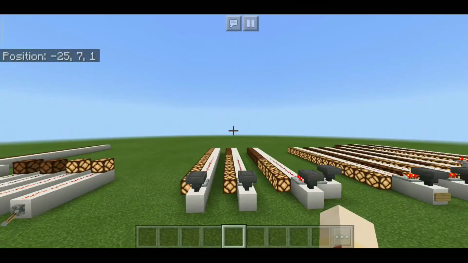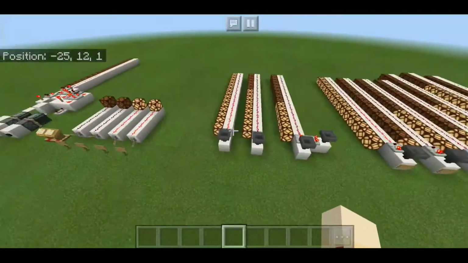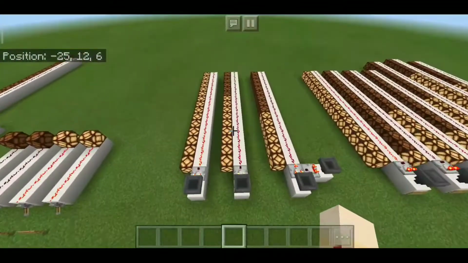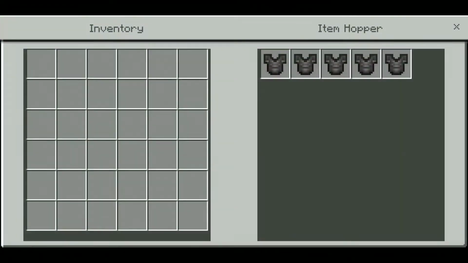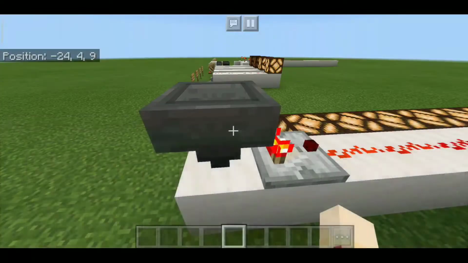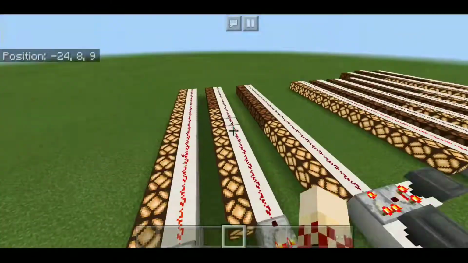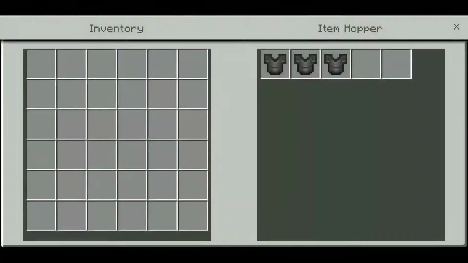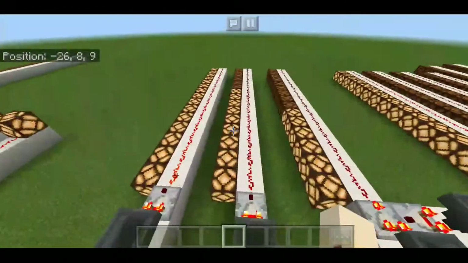Hello, so today I'll show you how to perform subtraction and addition using comparators. Over here you can see this comparator is emitting a signal strength of 15 because the hopper behind is completely filled up. And the comparator next to this is emitting a signal strength of 9 because there are 3 stacks of items in it.